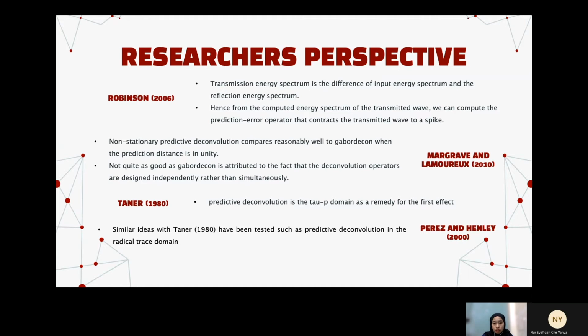Based on Margrave and Lamoureux 2010, they stated that non-stationary predictive deconvolution compares reasonably well to Gabor deconvolution when the prediction distance is unity. Not being quite as good as Gabor deconvolution is attributed to the fact that the deconvolution operators are designed independently rather than simultaneously. Tanner, 1980, said that predictive deconvolution in the tau-p domain is a remedy for the first effect. And lastly, based on Paris and Handy 2000, they said that similar ideas to Tanner 1980 have been tested, such as predictive deconvolution in the radial trace domain.